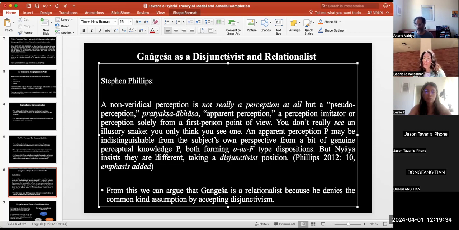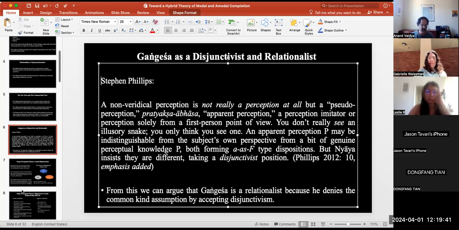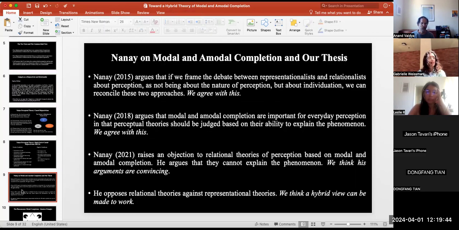So good. This gives us a picture of an important Nyaya philosopher, and it locates him as a disjunctivist and a relationalist. Okay, so what I want to do now is bring the actual work done by Ben-Say on the nature of perception, in relationship to representationalism versus relationalism in analytic philosophy, into contact with this ancient Indian philosopher named Gangesha.